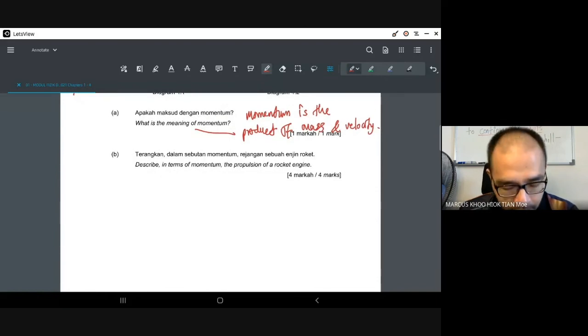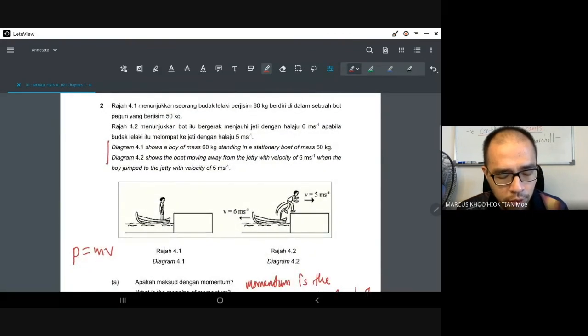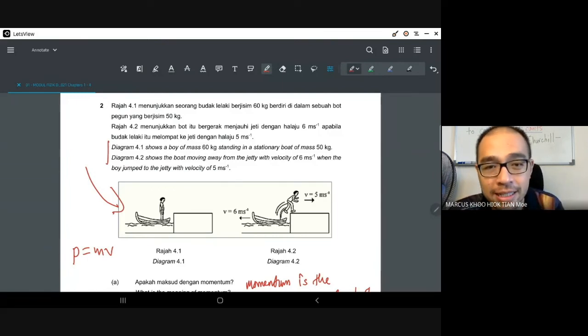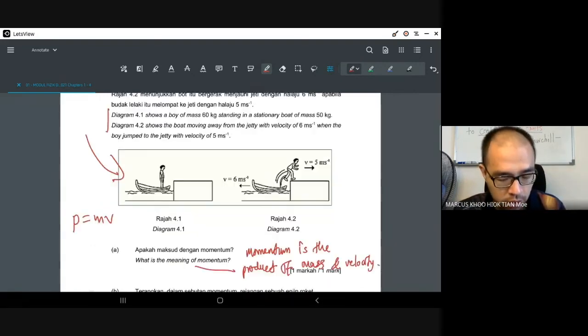Describe in terms of momentum the propulsion of a rocket engine. So at this point, maybe some people are wondering, why is this diagram even here? Actually, this is a question that's referring to something else, that has nothing to do with this particular section of the book. It's actually a comparing question. Compare before and compare after. So you will actually find the same question in the conceptualizing section.